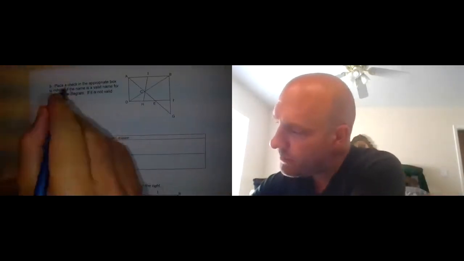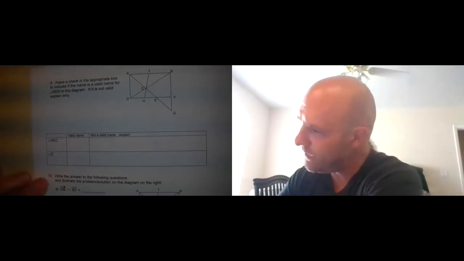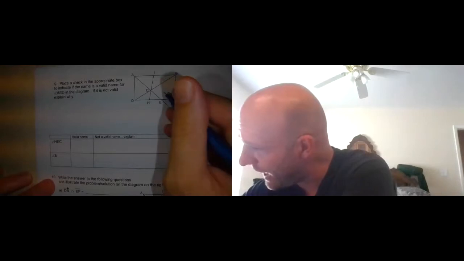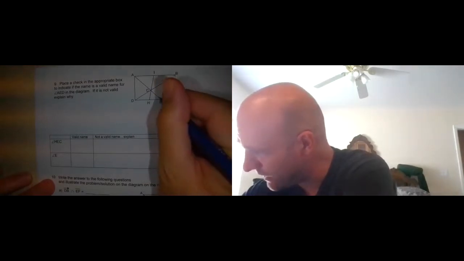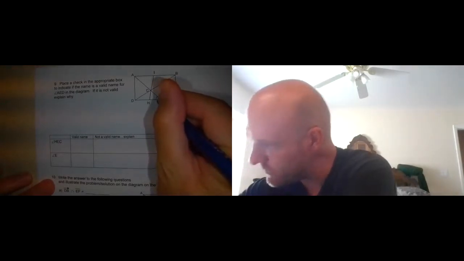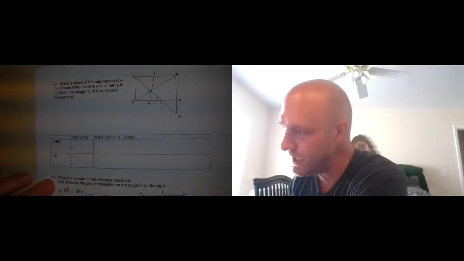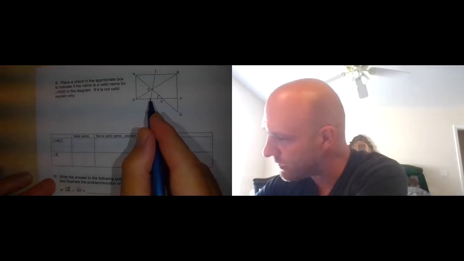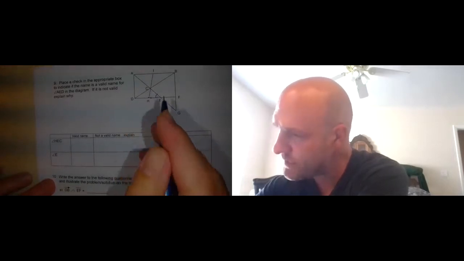Getting down there, place a check in the appropriate box to indicate if the name is a valid name for angle AED. Angle AED is this angle right here, which goes from A to E to D. So if I said HEC, would it be the same thing? Yep, goes to the same angle.